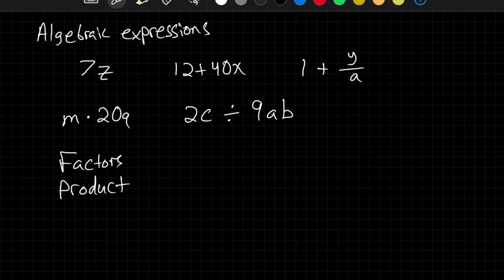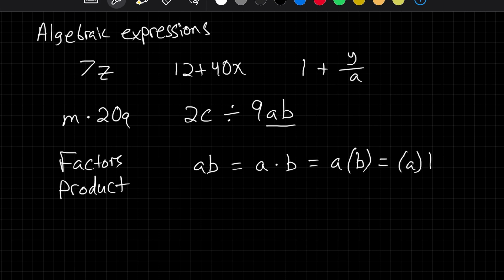Okay, so let's say in this previous expression, let's just look at the AB part. And let's say we can write this multiple different ways, right? We can say AB. That's the same as A times B. That's the same as A parentheses B. That's the same as parenthesis A, close parenthesis, B. And you can even say this is the same as open parentheses, close parentheses, open B, close parentheses. So there's multiple ways to write this.